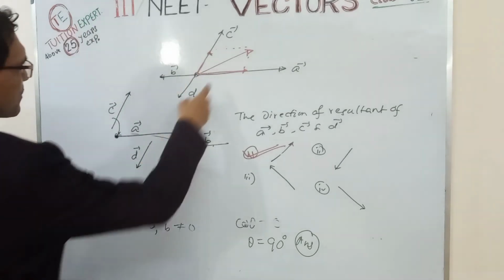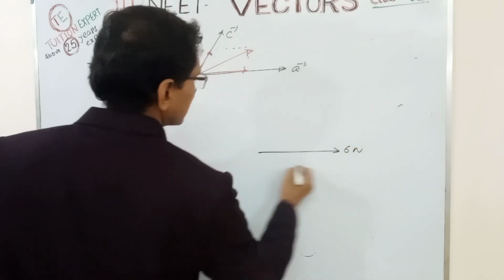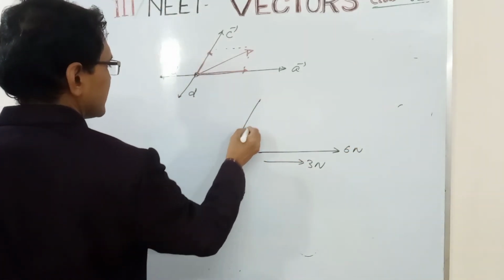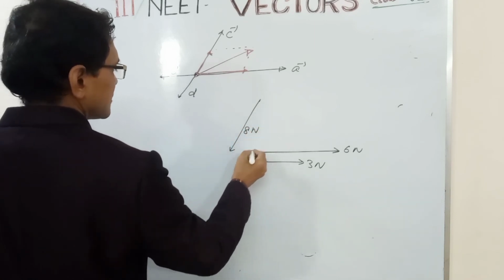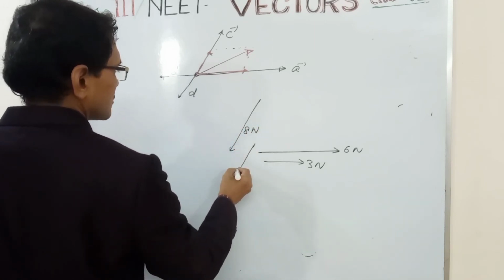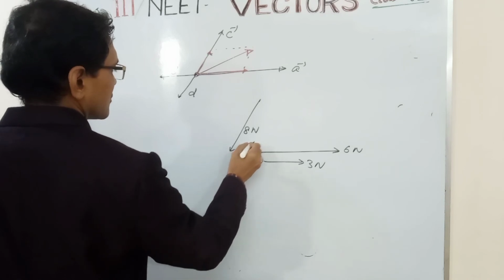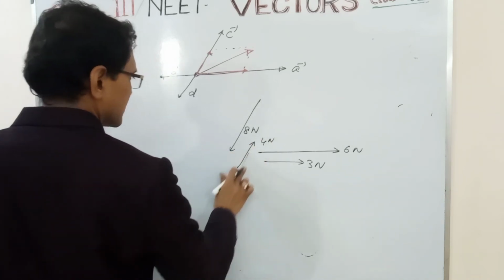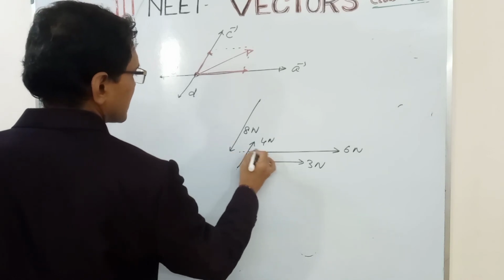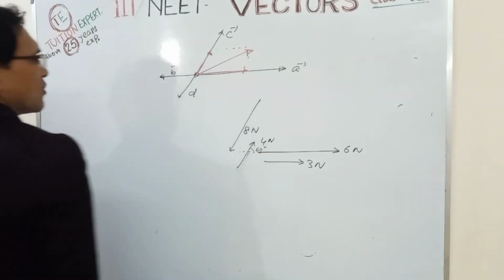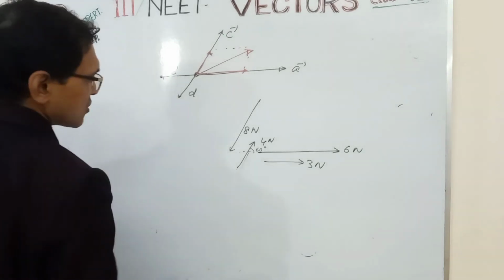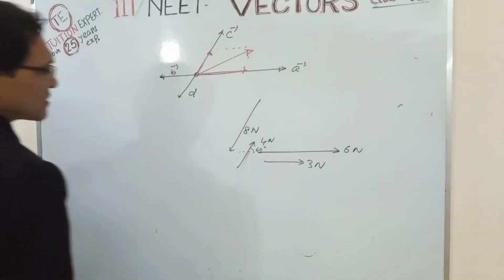Then you can easily find it. This is 6 Newton, this is 3 Newton, this is 8 Newton, and this is 4 Newton. The angle between these and these is 60 degrees. Now what is the resultant of all the forces?